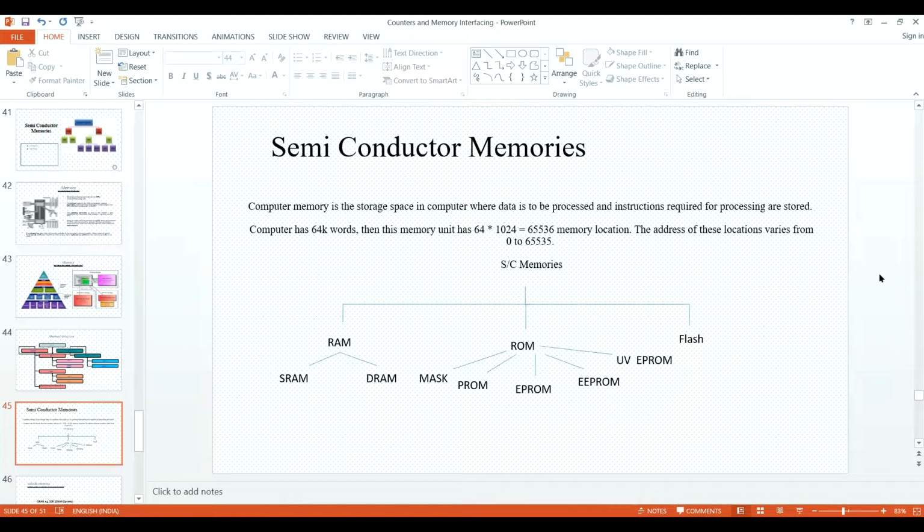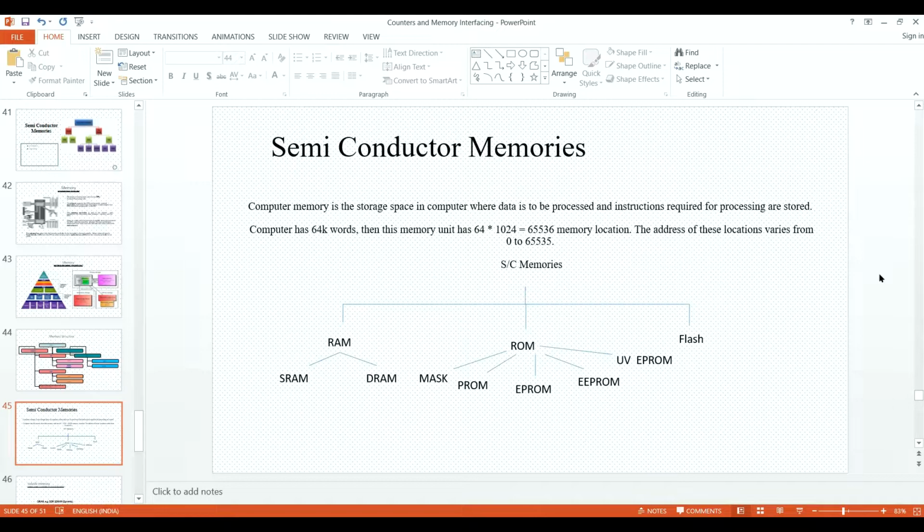1K is nothing but 1024, so 64 into 1024. And the memory allocation starts from 0 to that particular value. Similarly, if I have 1024K, I will say 1024 into 1024, this much memory allocation I would have. And these memory allocations would be in RAM.